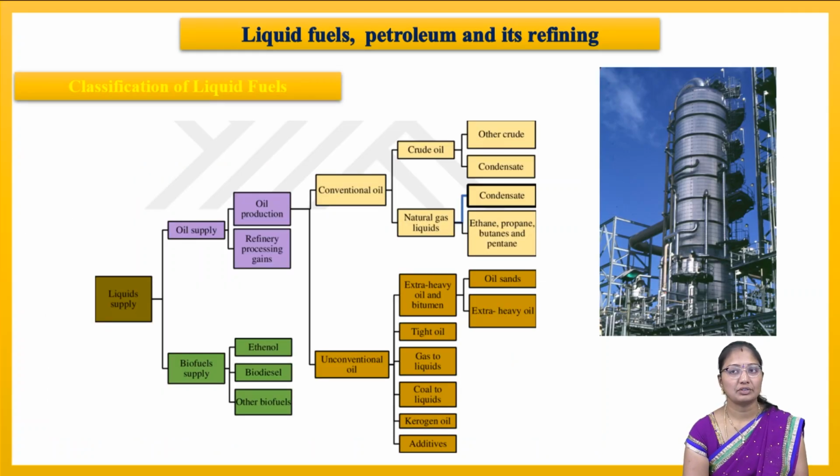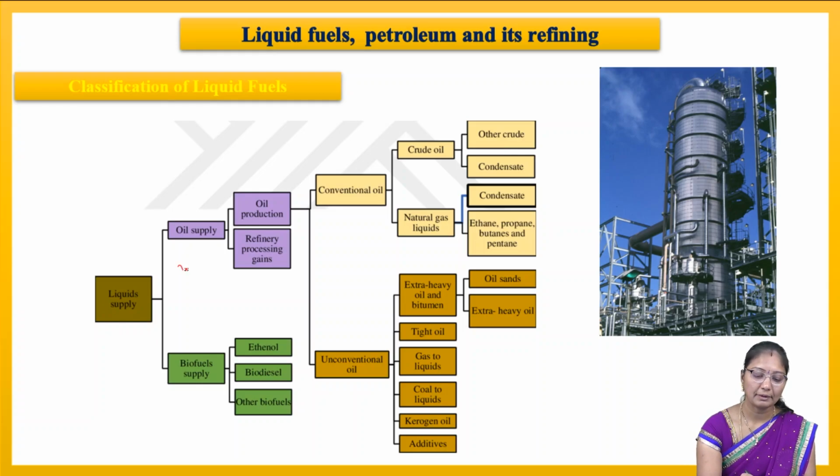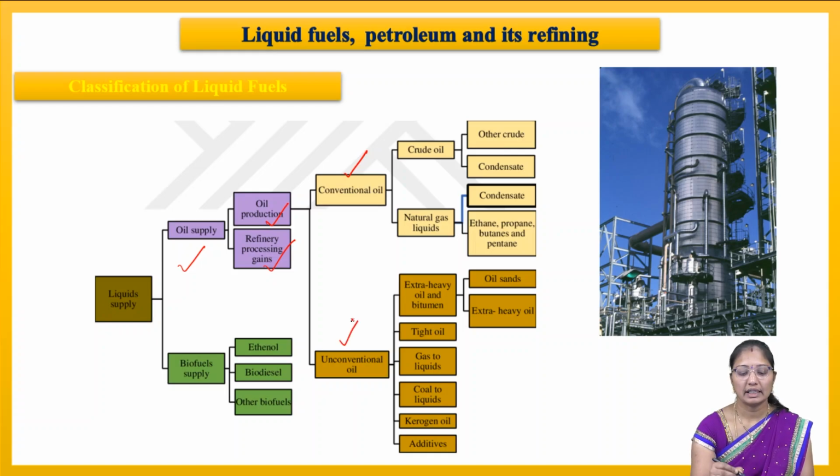The next is the classification of the liquid fuels. The liquid supply is generally divided into oil supply, oil production, and refinery processing gains. It is again divided into conventional and unconventional oil types. The conventional oil category is what we are focusing on today. This is crude oil and natural gas liquids, NGLs. In crude oil, other crude and condensate are formed. In natural gas liquids, the condensate, ethane, propane, butane and pentane gases are formed from natural gas sources.